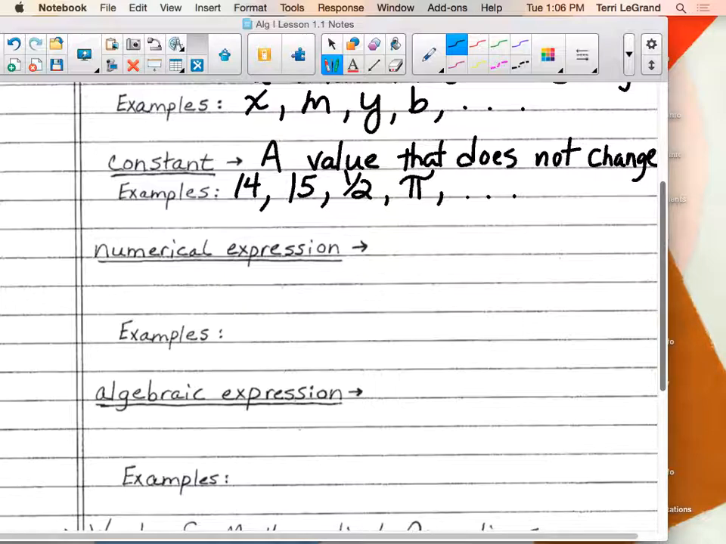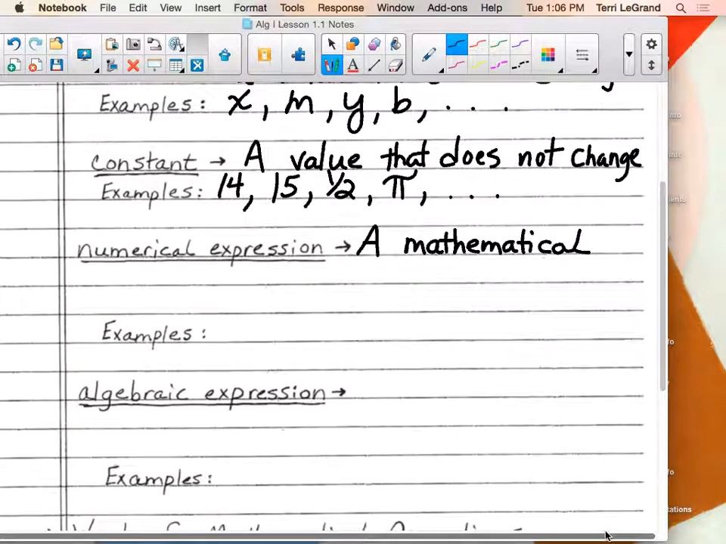So here's how we're going to start. We're going to say a mathematical phrase. And by the way, just like in English, we have sentences and we have non-sentences. In other words, they don't have a complete thought. A phrase is not a complete sentence. It's part of a sentence, right? So an expression is part of an equation. So we're going to say an expression is a mathematical phrase.